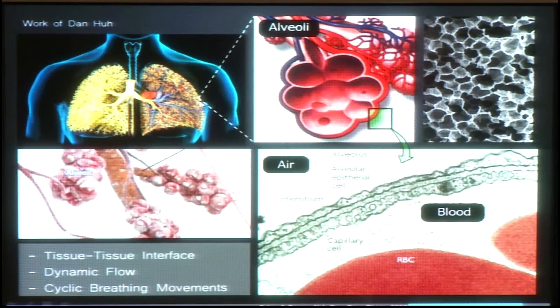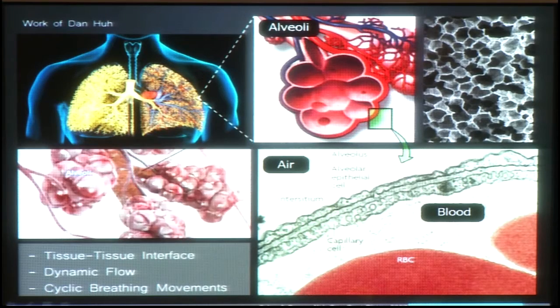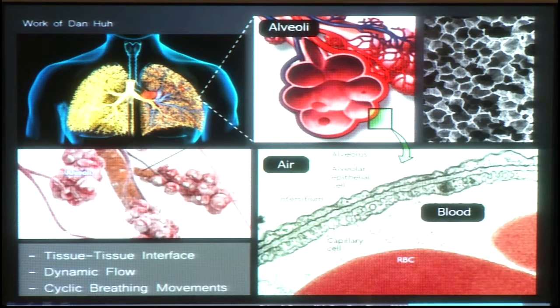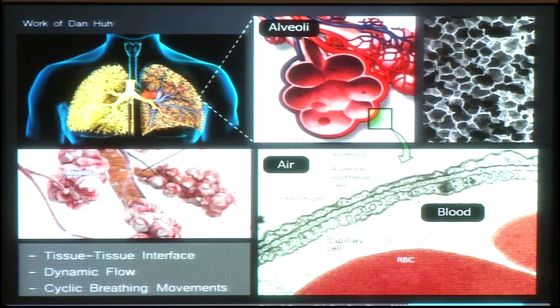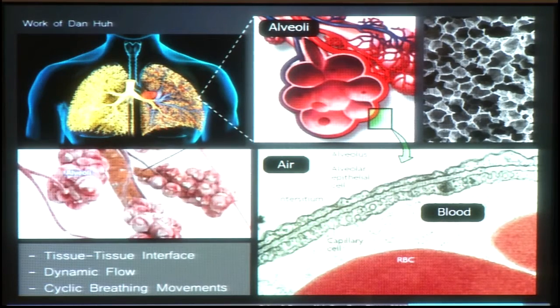You can see here the extremity of the respiratory tract, the alveoli, where the gas exchange between the air and the blood occurs. In this TEM image, you can see the alveolar epithelial cells are separated from the capillary cells, the blood vessel cells, by a small interstitium. Another component of the alveoli is that they stretch cyclically due to breathing. And therefore, we try to reproduce these three different characteristics of the alveoli inside the chip model.